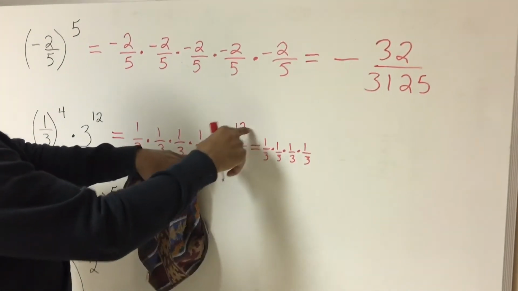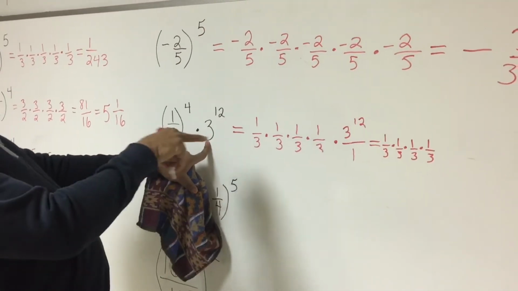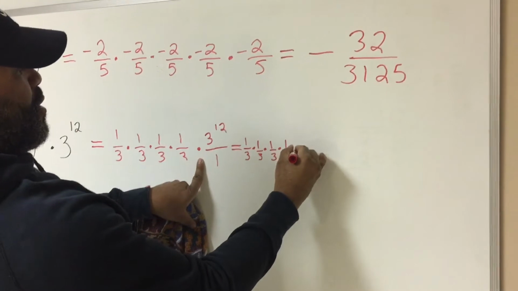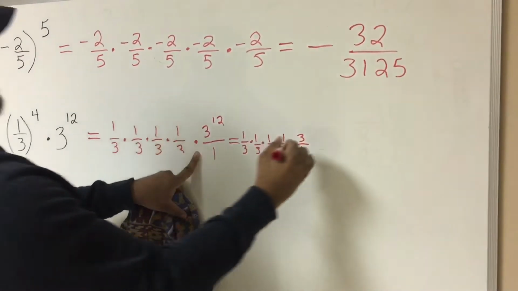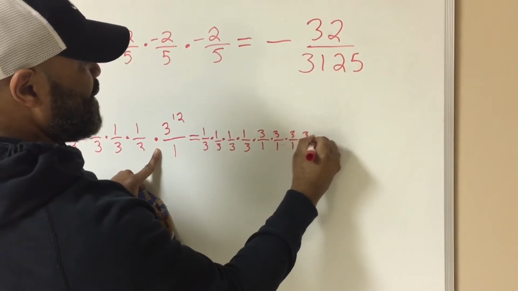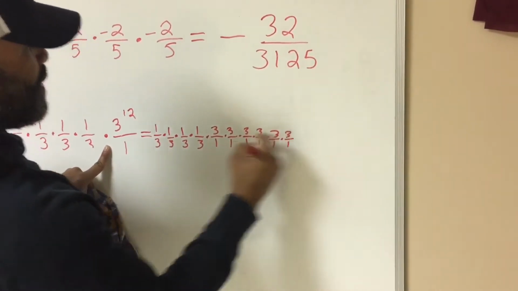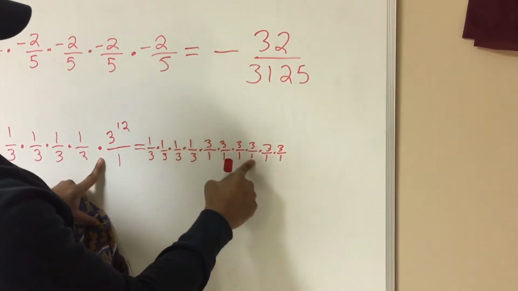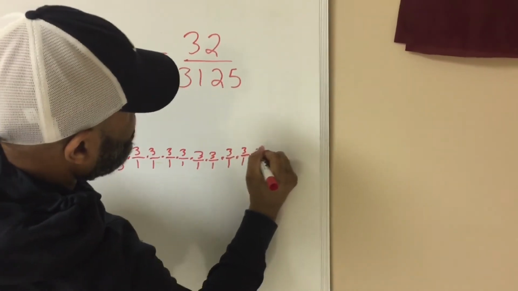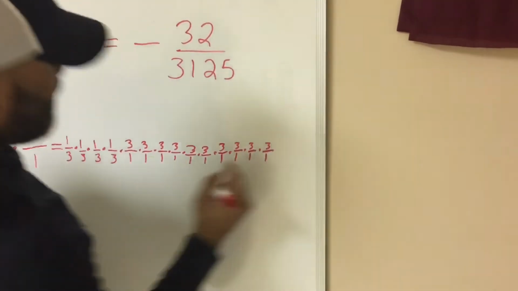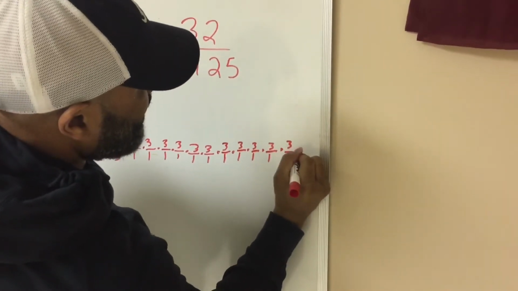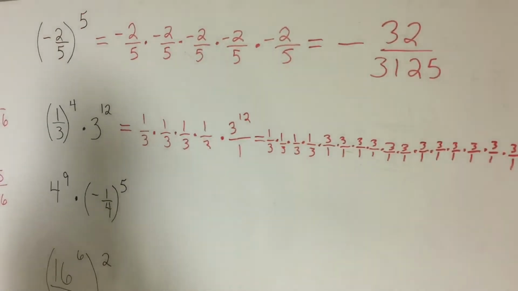3 to the 12th means multiply 3 twelve times, except you're going to have 1 on the bottom. Technically, any whole number has a 1 in the denominator. So this is the same thing as 3 over 1, except I have to do that 12 times. 3 over 1 times 3 over 1 times 3 over 1, and so on. 1, 2, 3, 4, 5, 6, ... 10 times 3 over 1 times 3 over 1. I really didn't have to do all that, but I wanted to show you something.